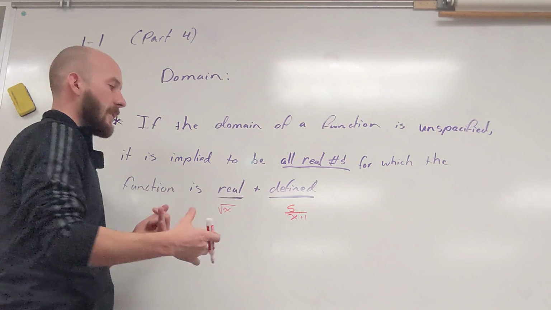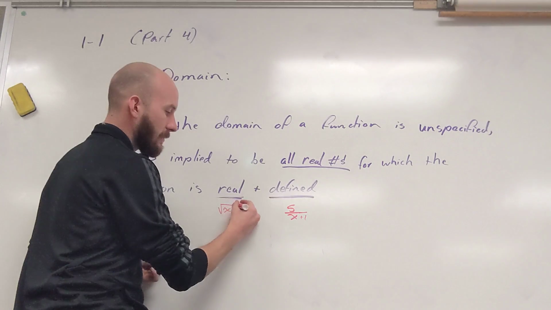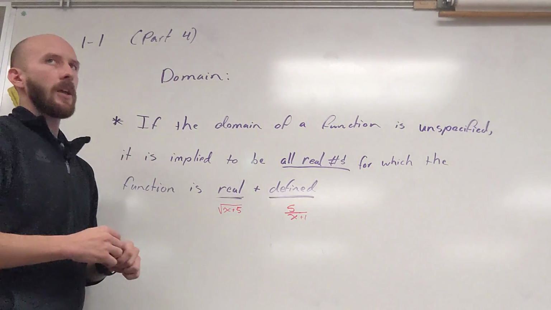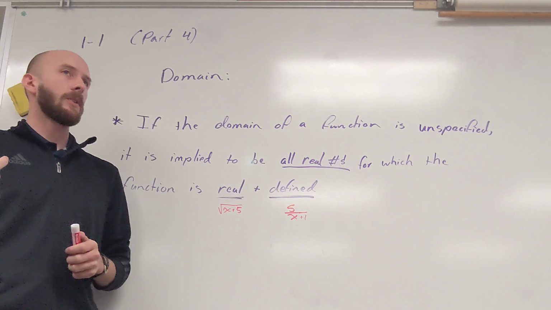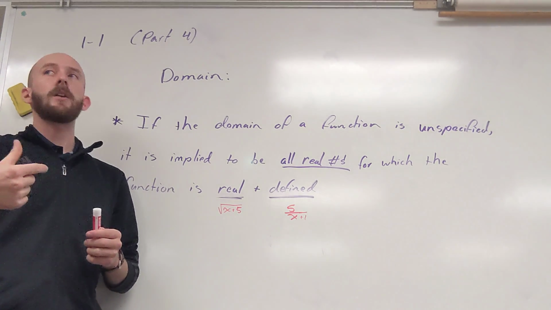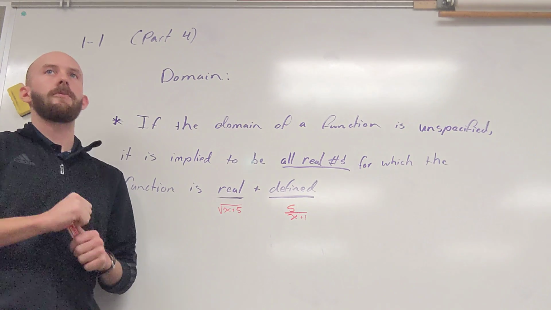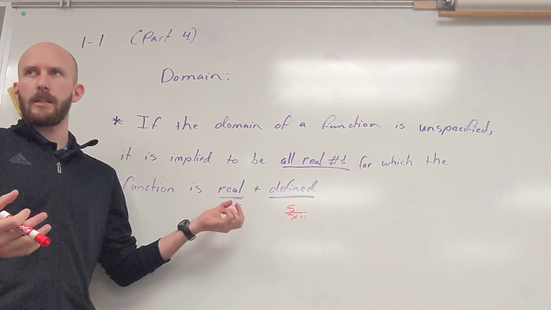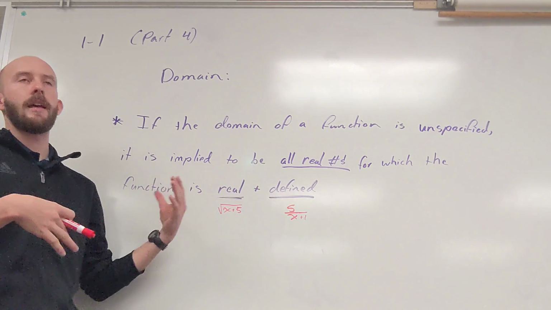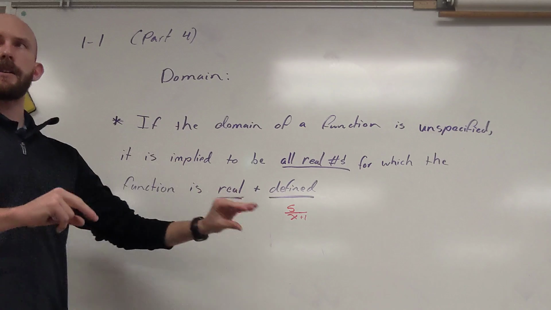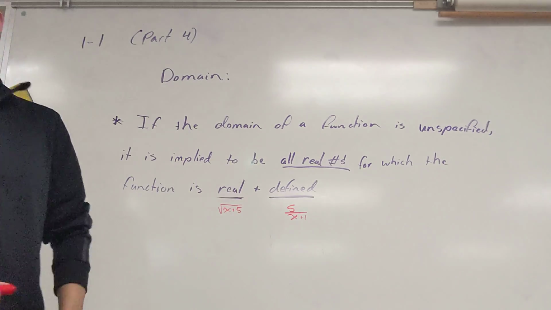And by the same token, it's not always going to be around 0. If I had that, it would be all real numbers where x is greater than or equal to -5, because -5 plus 5 is 0. Anything less than that would make it negative. Okay, so that's kind of the basic ideas that we're going to tap into.